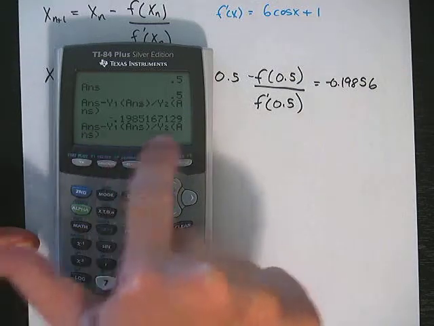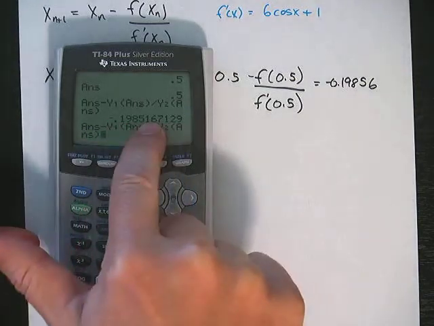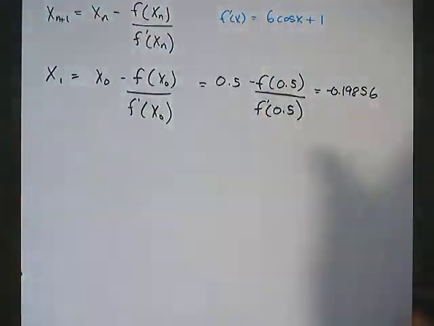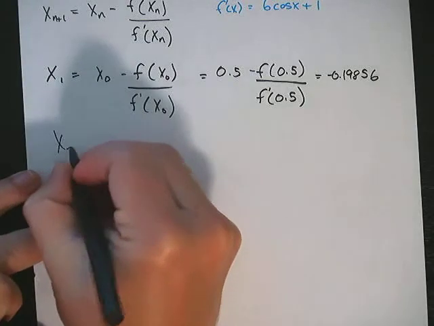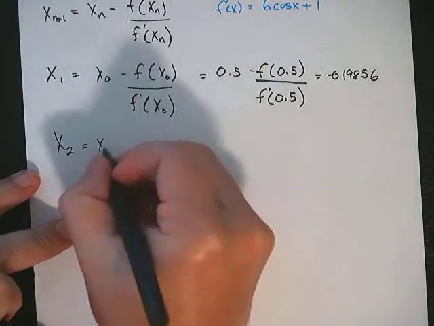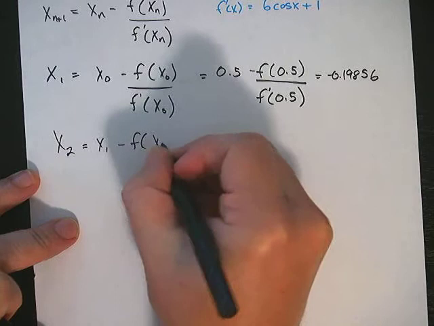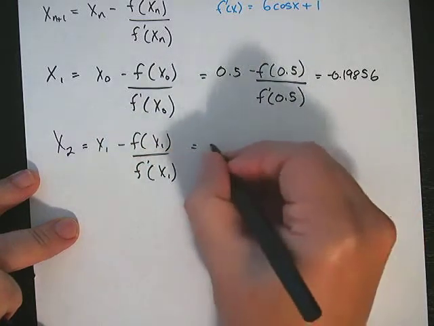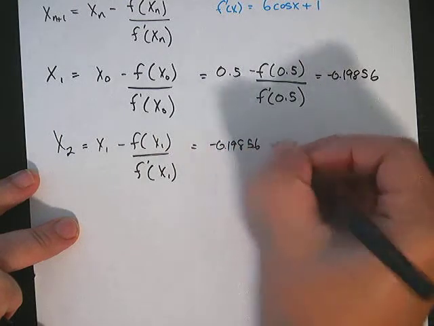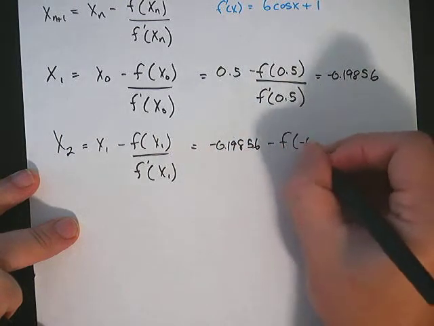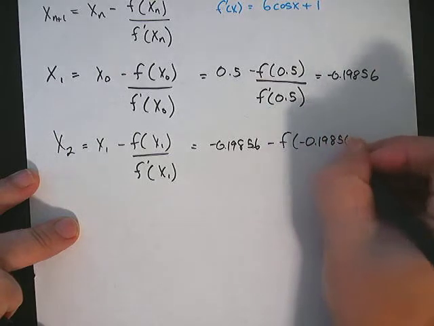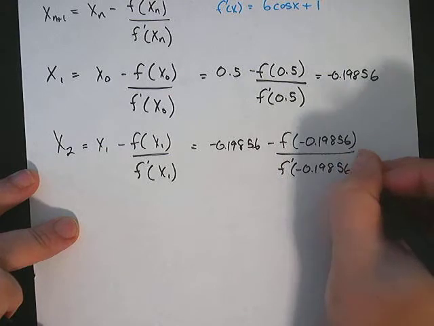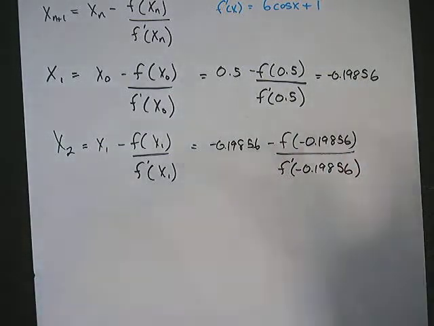The thing that's being typed in here is my previous answer. So we're using the previous iteration to plug in, which is what you would do if you did it on paper. You would say, okay, well, x sub 2 is equal to x sub 1 minus f of x sub 1 divided by f prime of x sub 1, which is negative 0.19856 minus f of negative 0.19856 divided by f prime of negative 0.19856. That's exactly what we've typed in, except we did it a lot quicker.